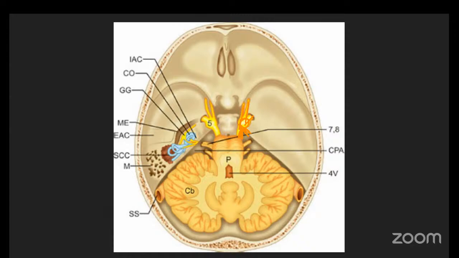So none of this is visible while we are working in the CP angle cistern. For the CP angle, the only part we are concerned about is the cisternal component. You don't see these branches. These are inside Meckel's cave, and you won't be able to access Meckel's cave because it's going to be at the tip of the temporal bone, right here. Where are we working? We are working in this region. Is that clear?